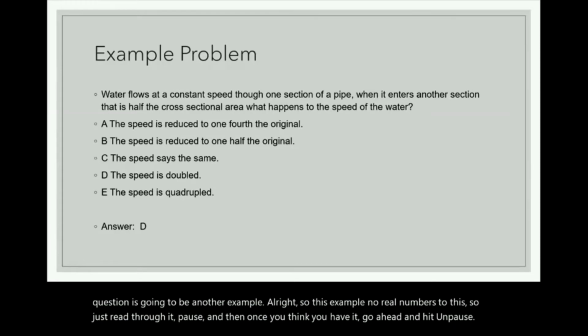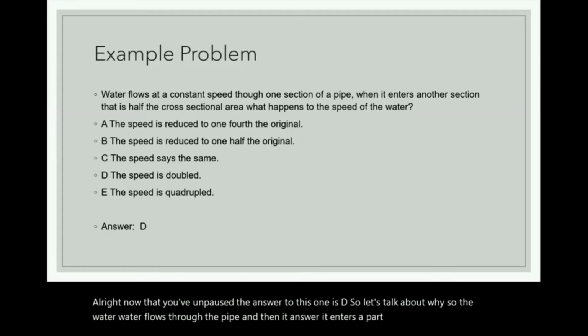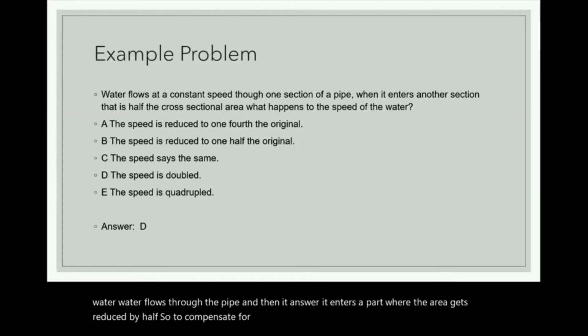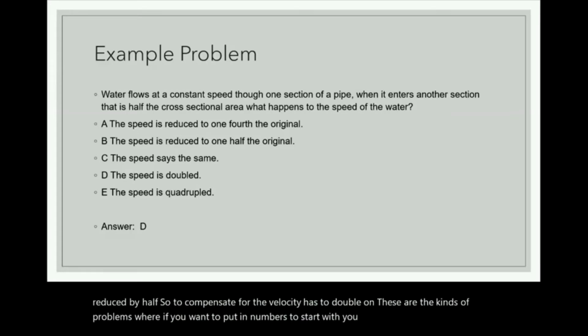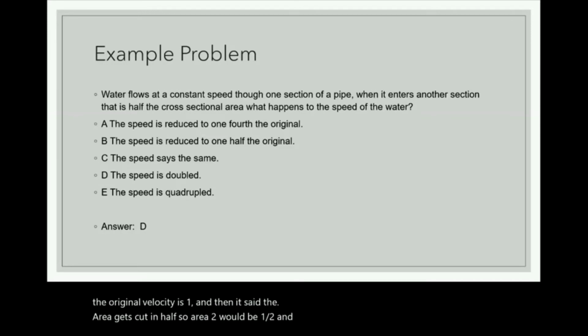All right, now that you've unpaused, the answer to this one is D, so let's talk about why. So the water flows through the pipe, and then it enters a part where the area gets reduced by half. So to compensate for that, the velocity has to double. These are the kinds of problems where if you want to put in numbers to start with, you could have used area as a 1 and the original velocity as a 1, and then it said the area gets cut in half, so area 2 would be 1/2, and you're essentially solving for velocity 2, which would be doubled, or 2.